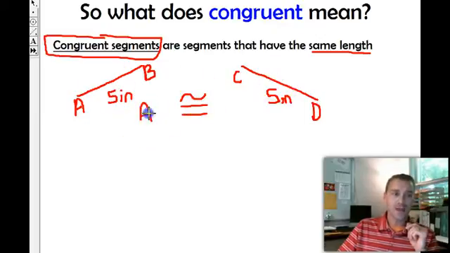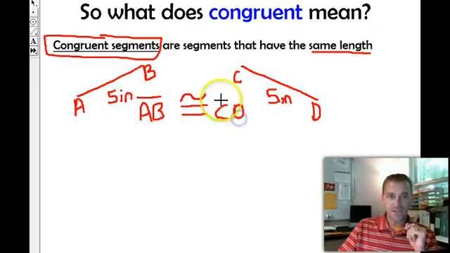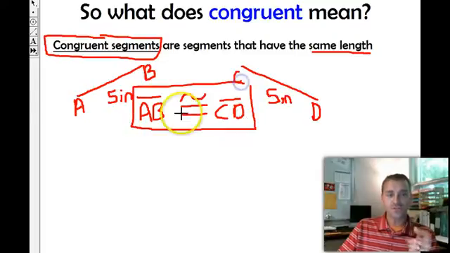You write segment AB is congruent to segment CD, just like that. So your statement that is true is that these two segments are congruent in length.